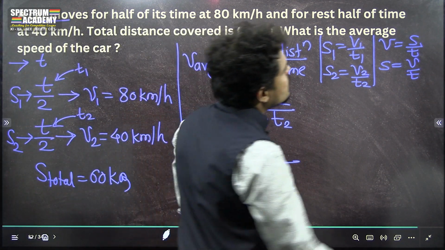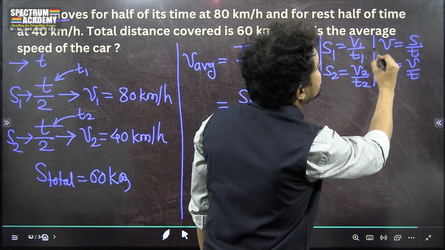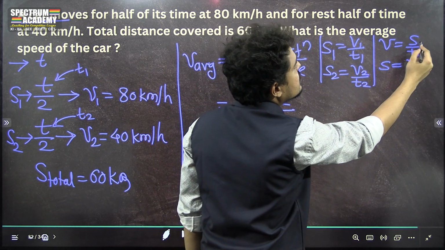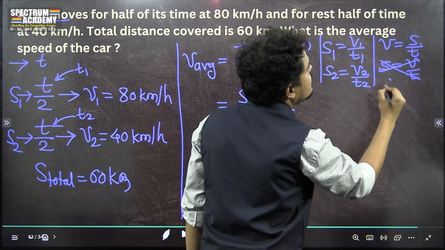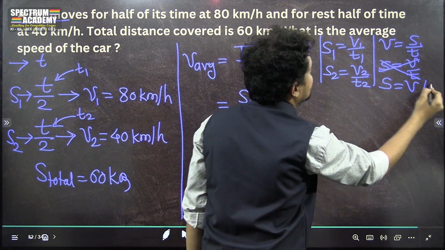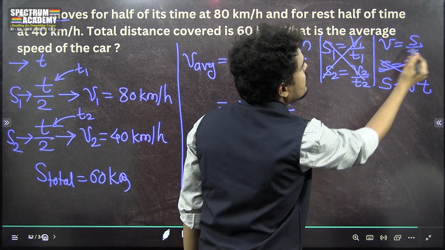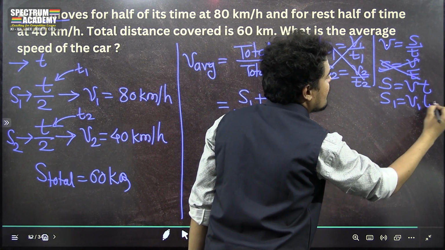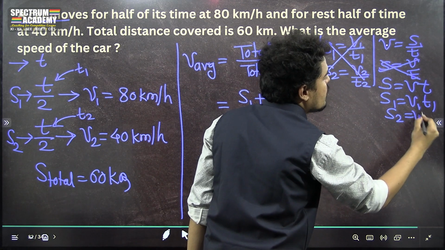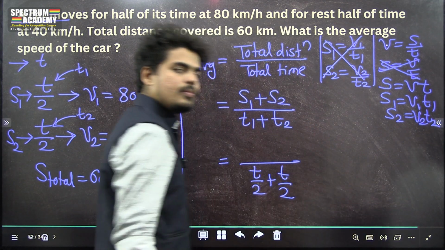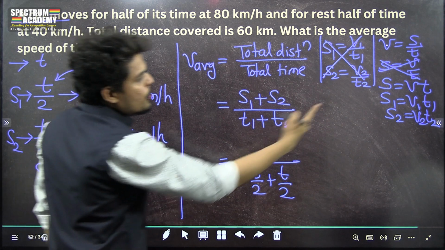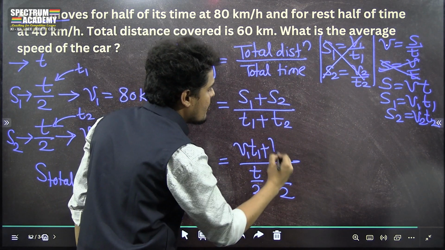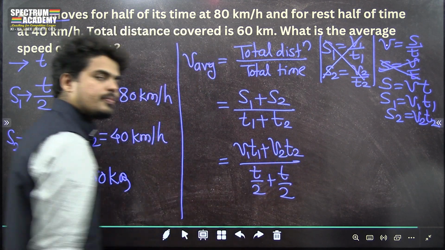Is it right? So speed equals distance upon time, so distance equals velocity into time. So s1 equals v1 t1 and s2 equals v2 t2. So put the values: s1 equals v1 t1 plus s2 equals v2 t2.